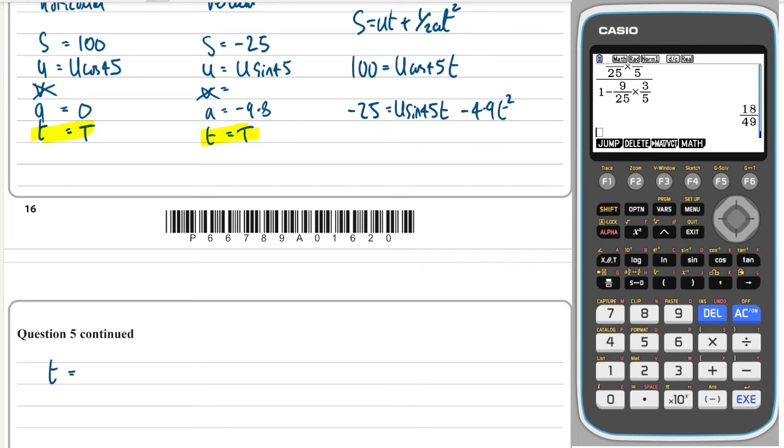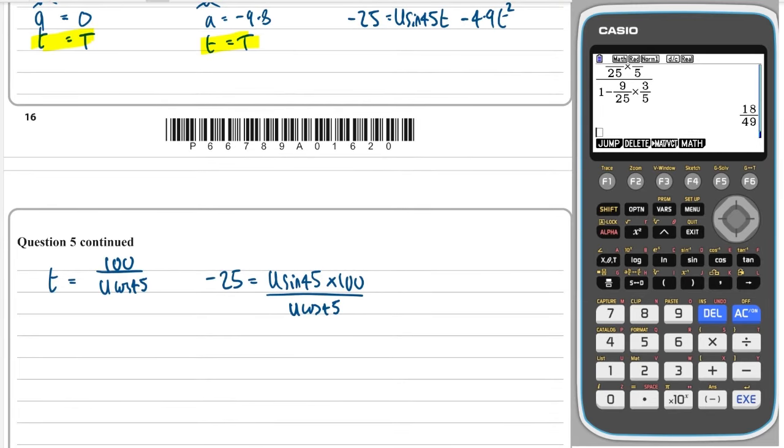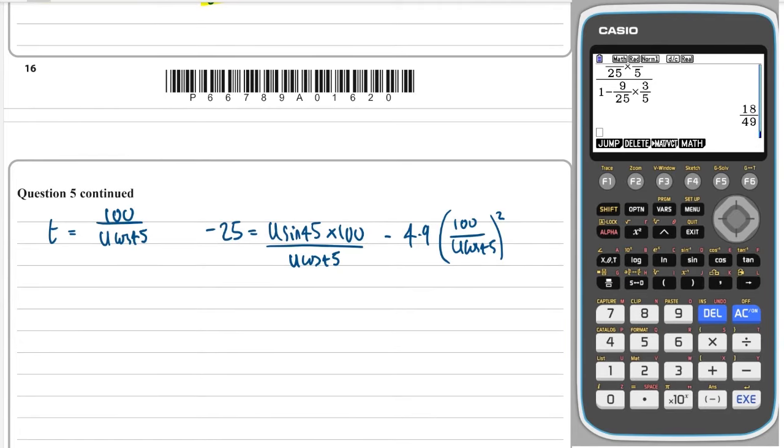So I'm going to write the x equation with t as the subject, so t is 100 over u cos 45, and then I can substitute that into the y equation, which is minus 25 is equal to u sine 45 multiplied by t, which is now 100 over u cos 45, and that's going to be minus 4.9 t squared. So t squared is going to be 100 over u cos 45, squared. Okay, this is not looking pretty at the moment, so we're going to have to do a bit of rearranging.